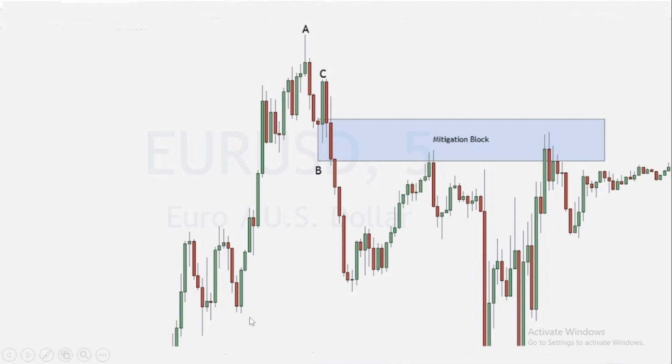It is not as effective or as fast as a breaker, but it is a very good PD array, very good for confirmation and for offsetting of losses here.